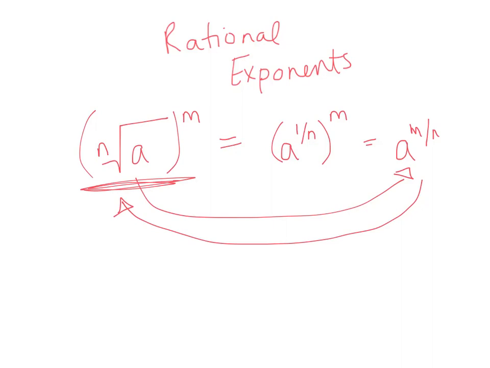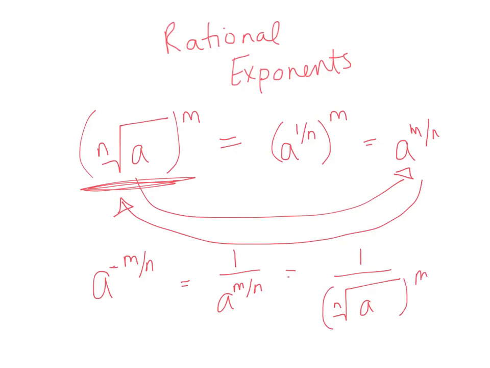If you had a -1, so let's say we started here, you're going to do the exact same thing. We would start by moving that down to the denominator, and then we would write that as 1 over, like this. Okay?